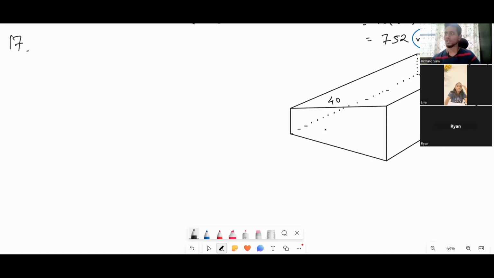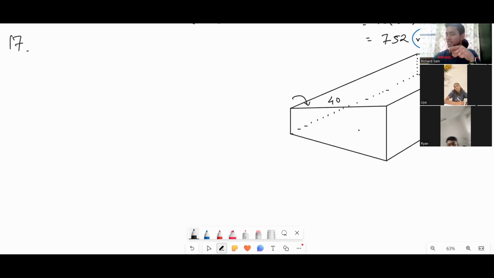Have you gone to a swimming pool? Yeah, it starts shallow and then it goes deeper. Yes. Ryan, why are you so shy? Put the camera on. Okay, see here. This is the shallow part. You can jump into the pool over here, and then you can go deeper into the pool.